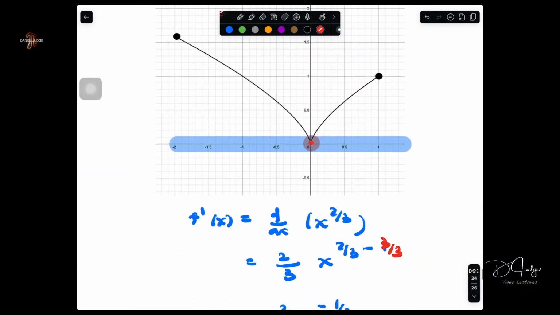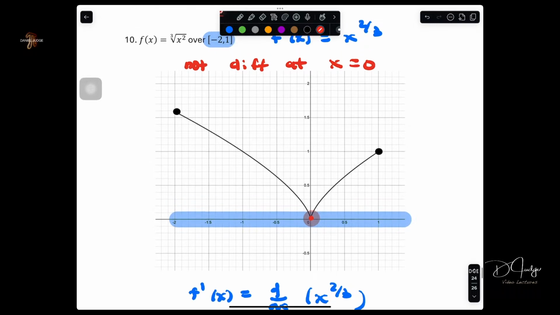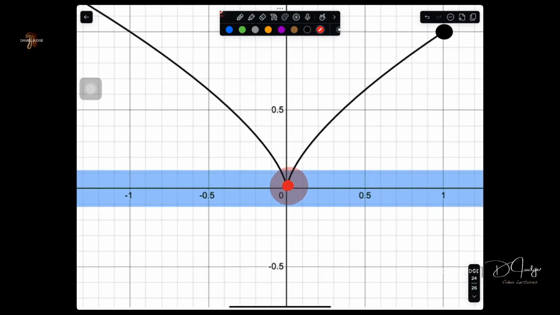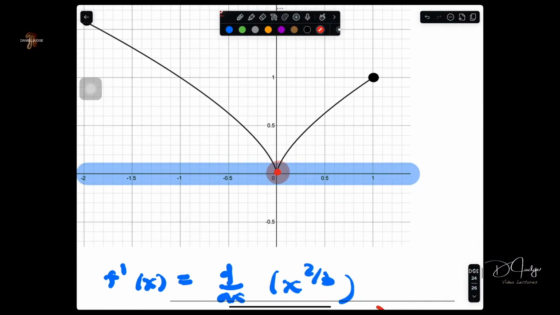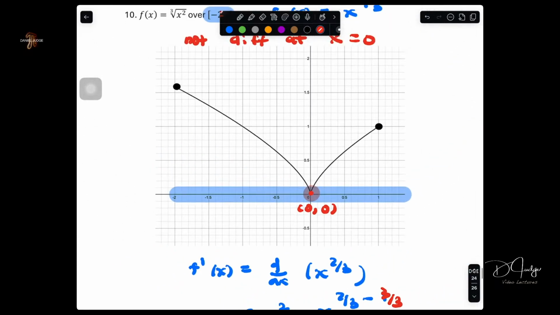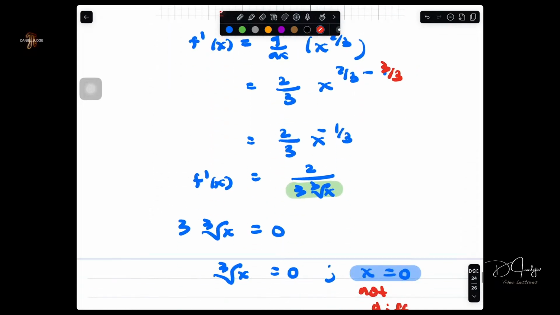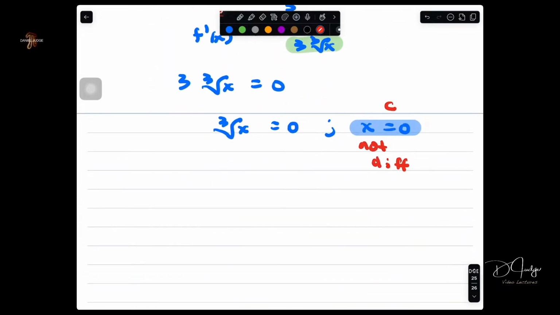But notice you are in the domain of the function. This location where x is 0 is on the curve. And that's an important detail. All right, that's a very, very important detail. x equals 0 is in the domain of this function, and it's in the interval. So sure enough, this is a critical value by definition.